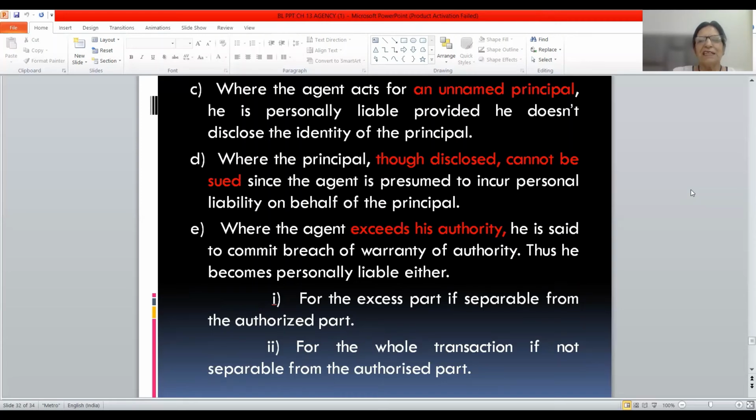Where the principal has been disclosed, but he cannot be sued. No action can be taken against the principal. Then also, friends, agent is held liable on personal basis.